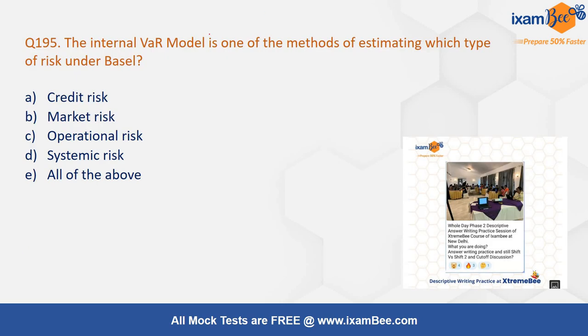The internal VAR model. VAR is value at risk. You must have studied about VAR. The VAR model is one of the methods of estimating which type of risk under the Basel? Credit risk, market risk, operational risk and systemic risk.